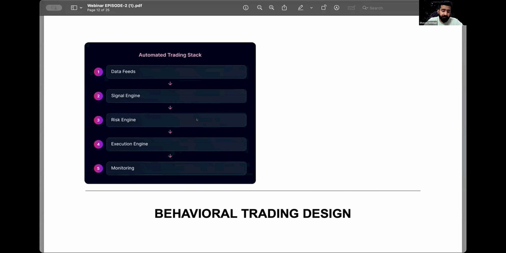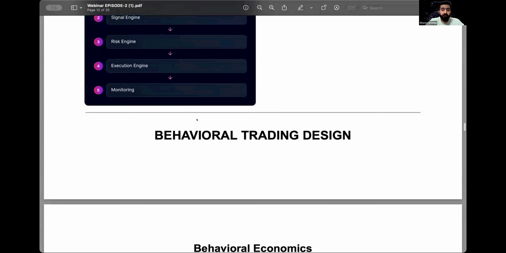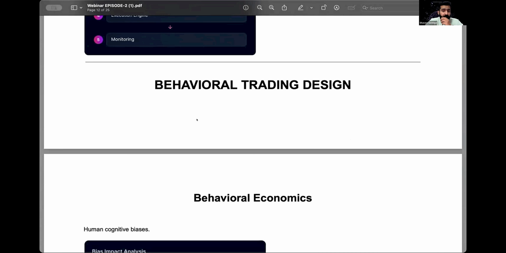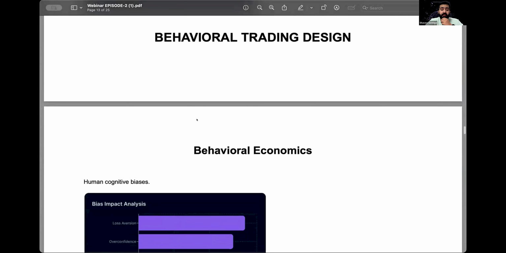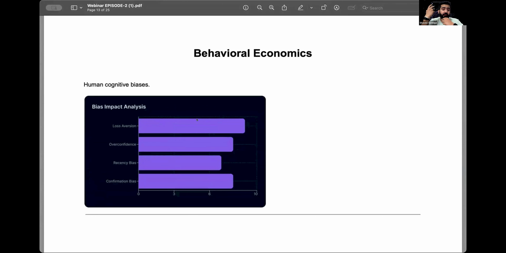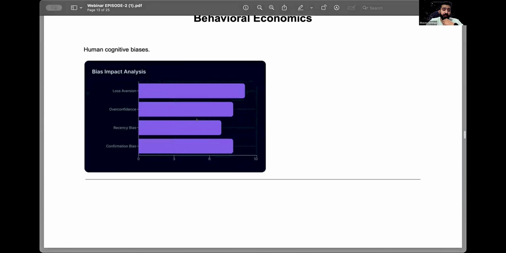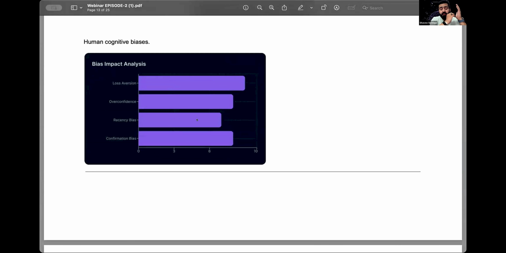Retail traders lack this. Especially the exit strategy is something that retail traders suck at. Now if we look at the behavioral trade design, the behavioral economics of trade, human cognitive biases actually impact the analysis of the trades. So we will draw a comparison between retail traders and professional traders with this impact analysis.